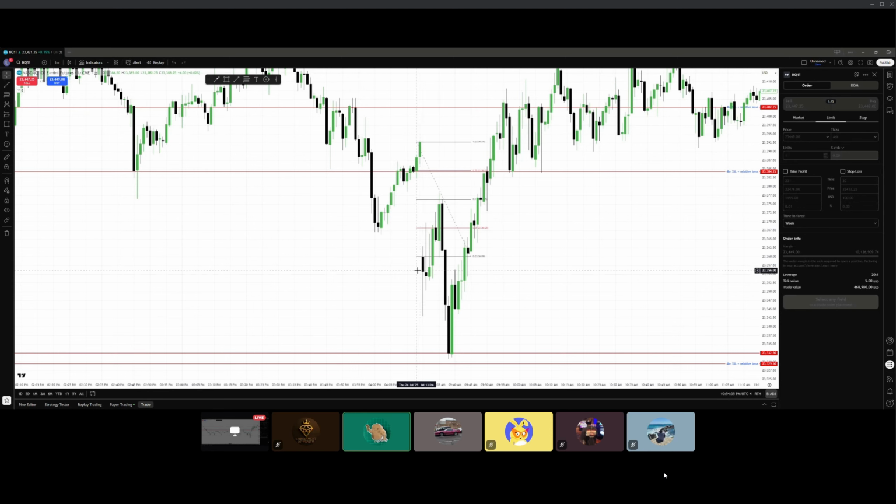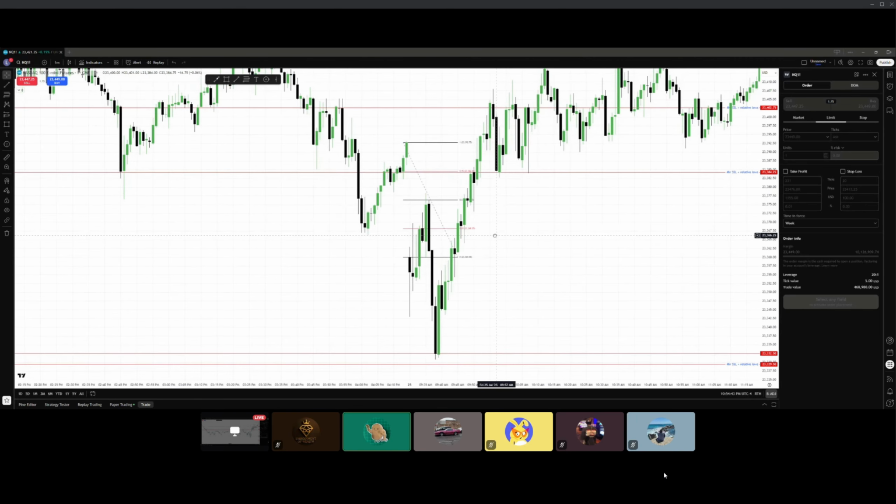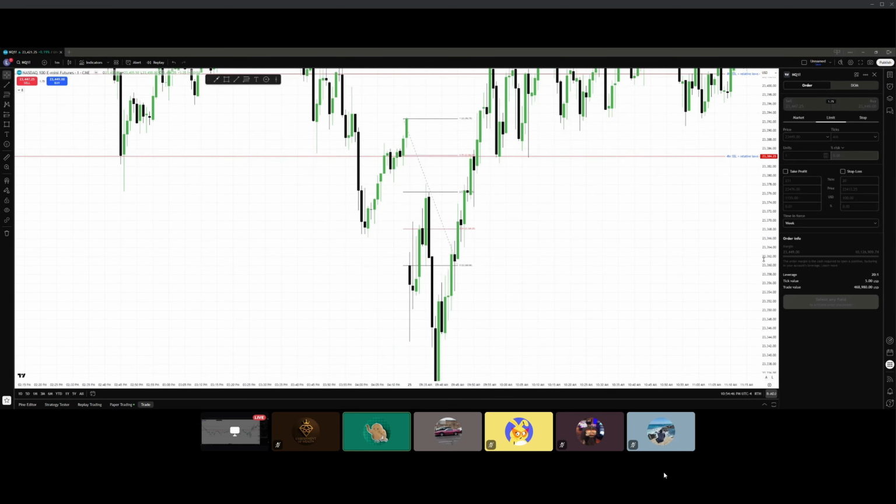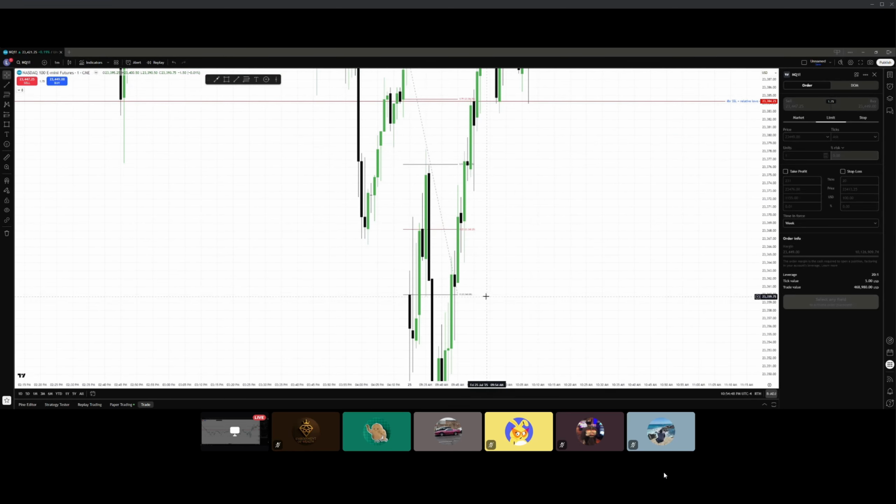So as you can see, the market came up. It tapped off this 50%. It wanted to go through it, but then it closed underneath. And then the market, let me see if I can get a better drawing.